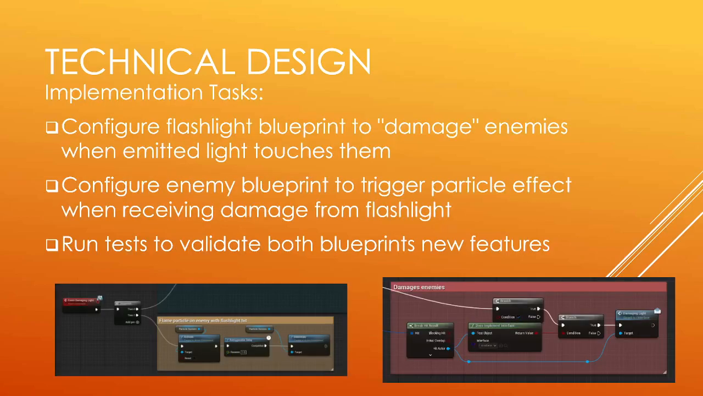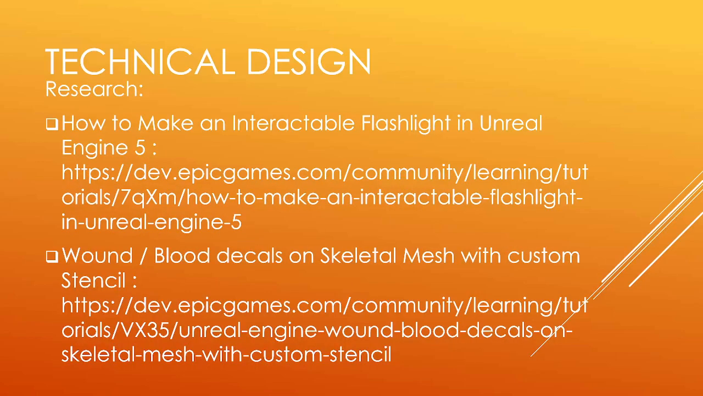To implement my changes, I had to update both blueprints for the enemy and flashlights. You can see images for parts of the blueprints below with some of the changes I made for this feature. The left is for the enemy blueprints to display the chosen particle effect when receiving damage from the flashlight. The right is a flashlight blueprint triggering the damage event on an enemy when the light hits it. These are two references I used to get more familiar with the flashlight and making visual effects on an enemy when taking damage.